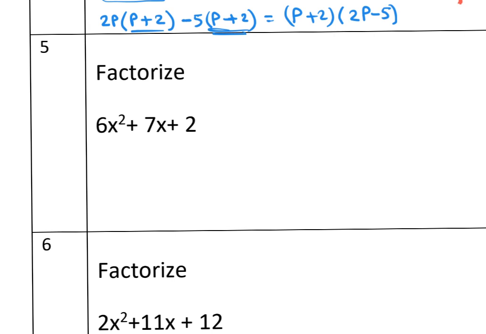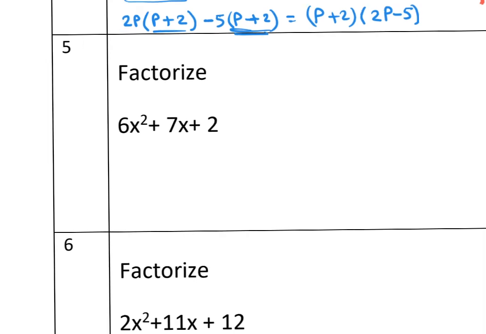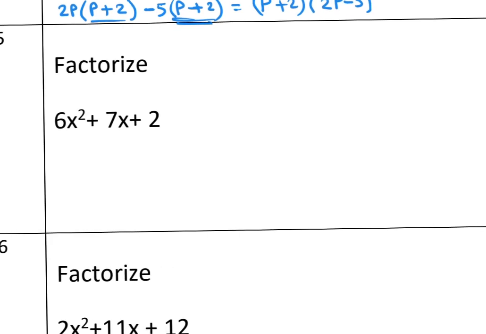Now we can apply this method for number 5: 6x squared plus 7x plus 2. The first step, multiply the first term by the last term. 6 times 2 equals 12. This is the product. And the middle term, 7, this is the sum.